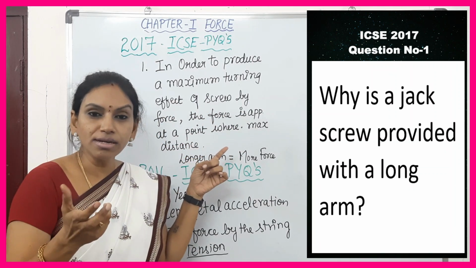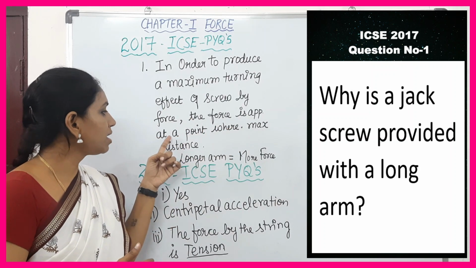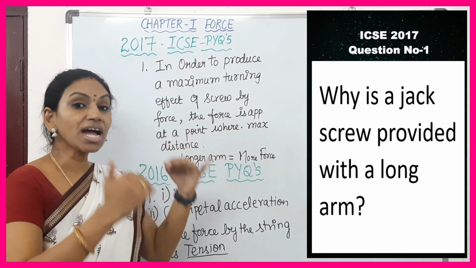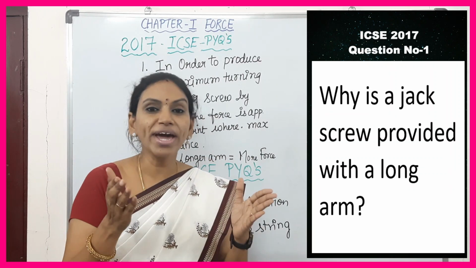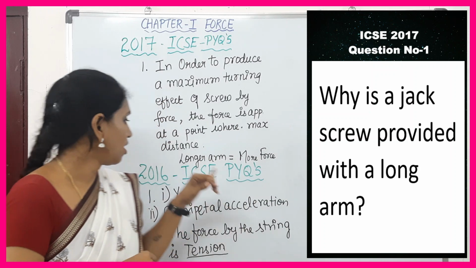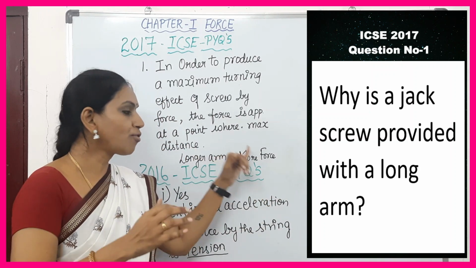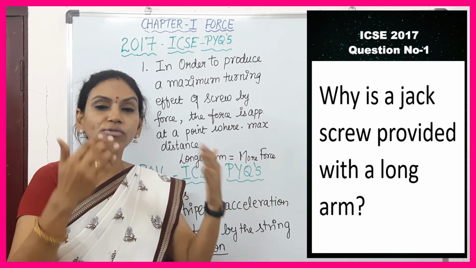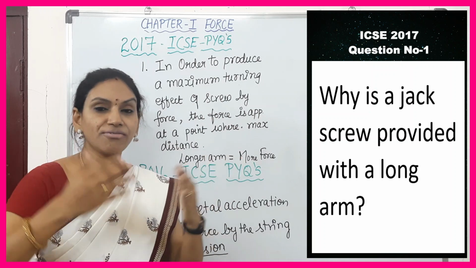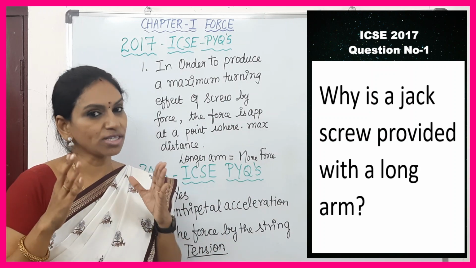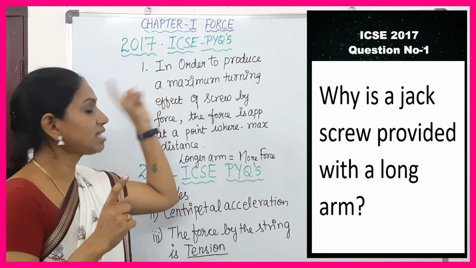So how will it turn? When we apply force on it. The force is applied at a point where the maximum distance is there. So where will the force be applied here? Where there is maximum distance. So at the longer arm, which has the maximum distance, more force will be applied. If more force is applied, it produces a maximum turning effect. So that is your answer. They have asked only one question in 2017.